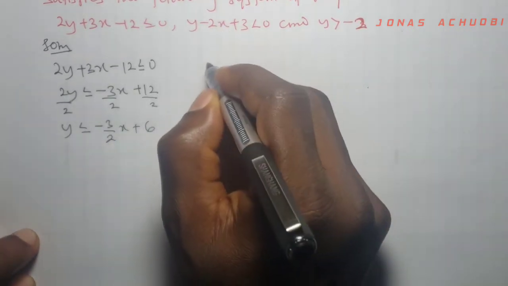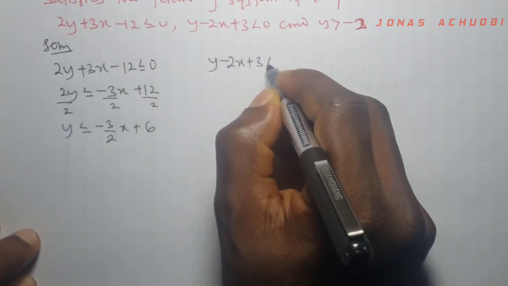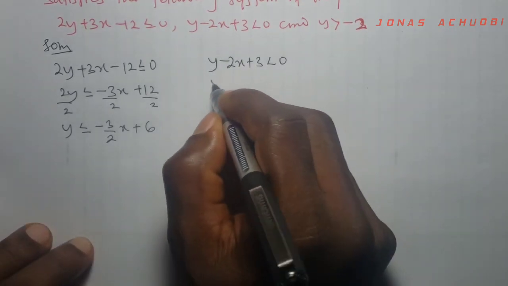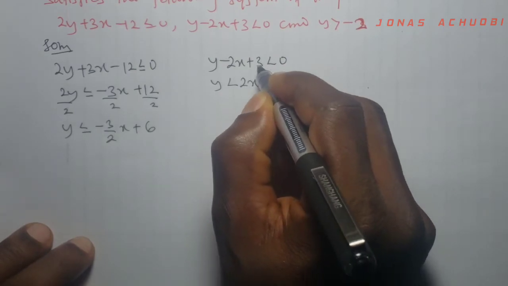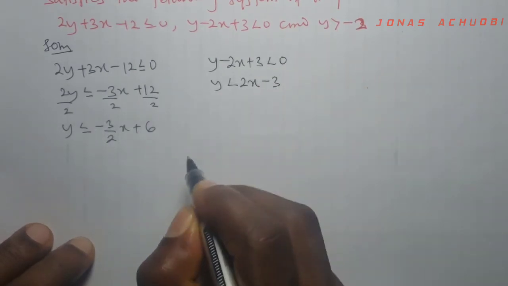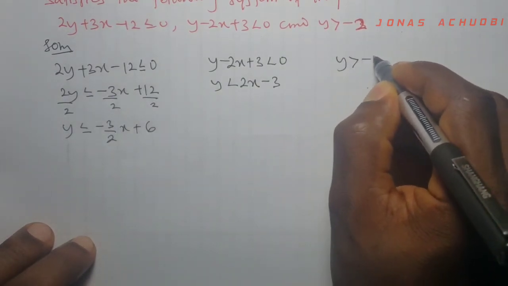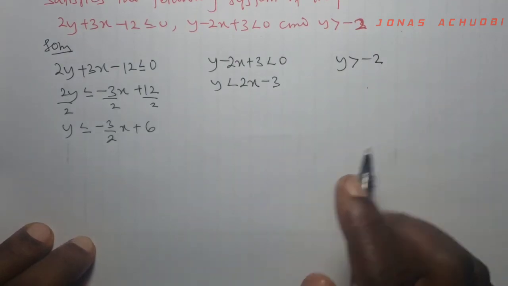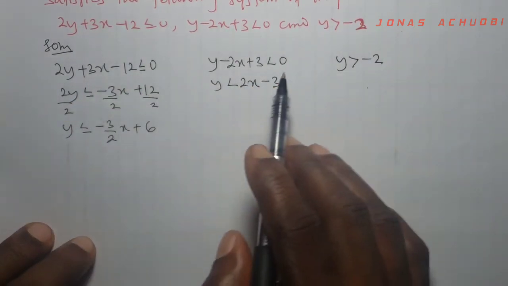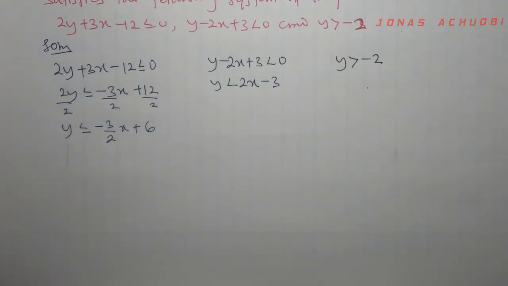For the second one, let us make y the subject also. We have y minus 2x plus 3 is less than 0. So y is less than 2x minus 3, since the 2x to the right is 2x and the plus 3 to the right is negative 3. So y is the subject already. For the third one, y is greater than minus 2, and y is already the subject of the inequality. So for the three inequalities we've made y the subject. What's our next step? Our next step is to replace the inequality sign with the equality sign.